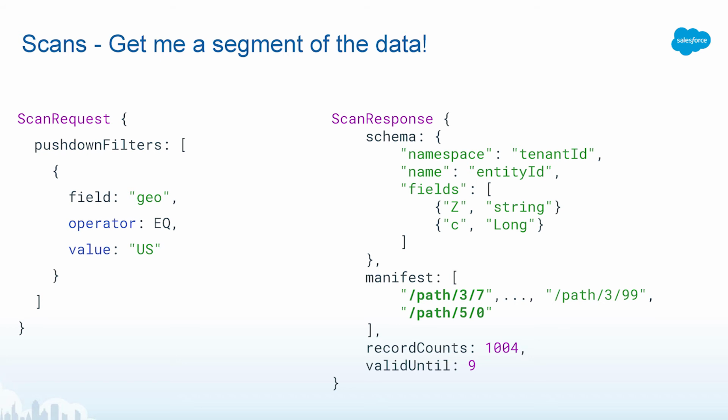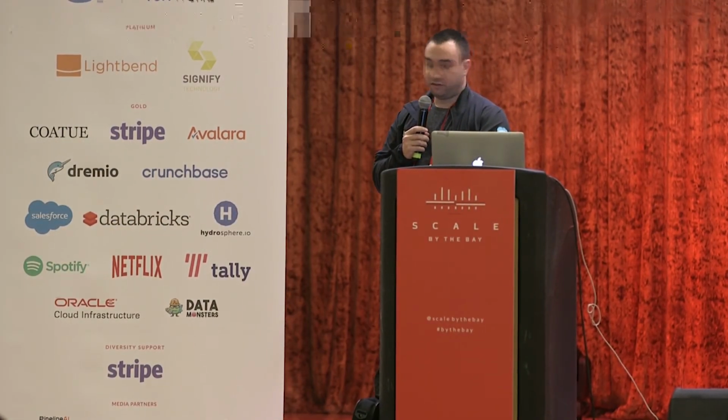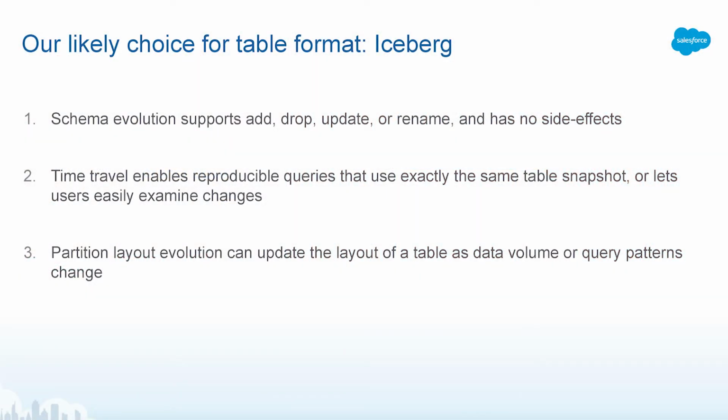Finally, get a segment of the data. Well, it's exactly the same as for latest data. You add a pushdown filter, geo equals US. Doesn't really matter what your field is. The data lake should attempt to prune the manifest as much as possible and return something that's as close as possible to your filter. So this is ideally what we would like this abstraction to be.